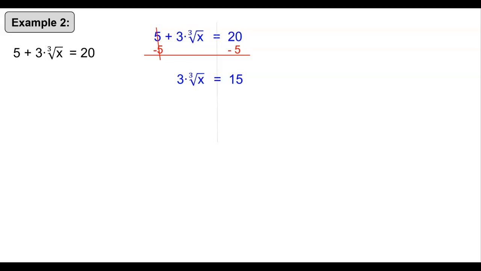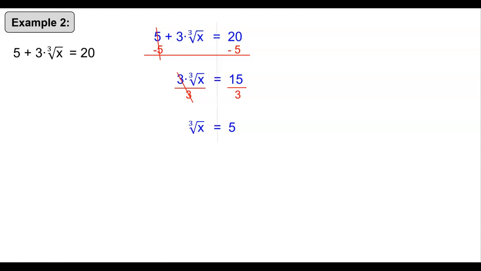Now, in this equation, you can see the dot already there, but usually it's not there. Usually it's just a number in front. And I would ask you, what's happening between the 3 and the cube root x? What operation? They're multiplying, so how do I get rid of it? Divide. Okay, so divide by 3 on both sides. 15 divided by 3 is what? Someone said 5.